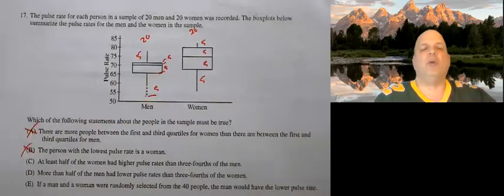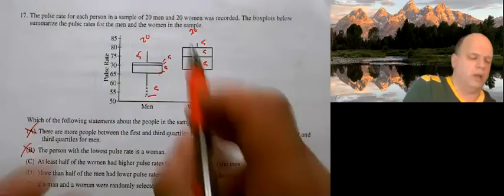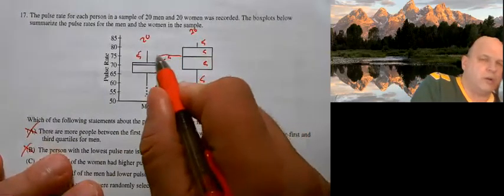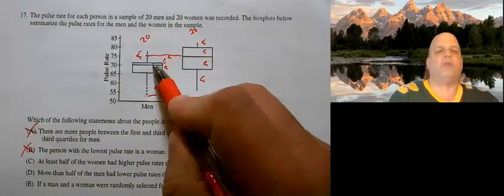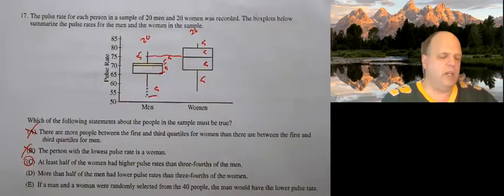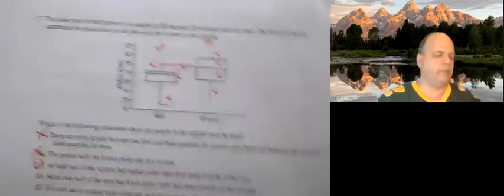At least half of the women had higher pulse rates than 3/4 of the men. At least half of the women is right here. This right here represents 3/4. And yes, half of the women did have higher pulse rates than 3/4 of the men. So our answer, number 17, is C.